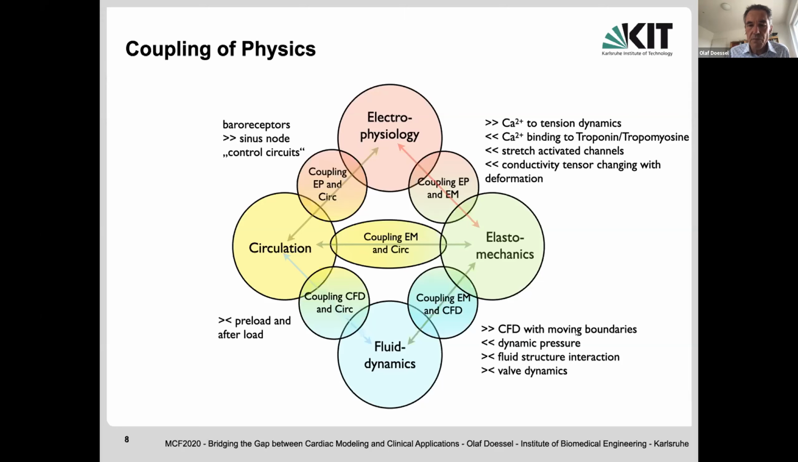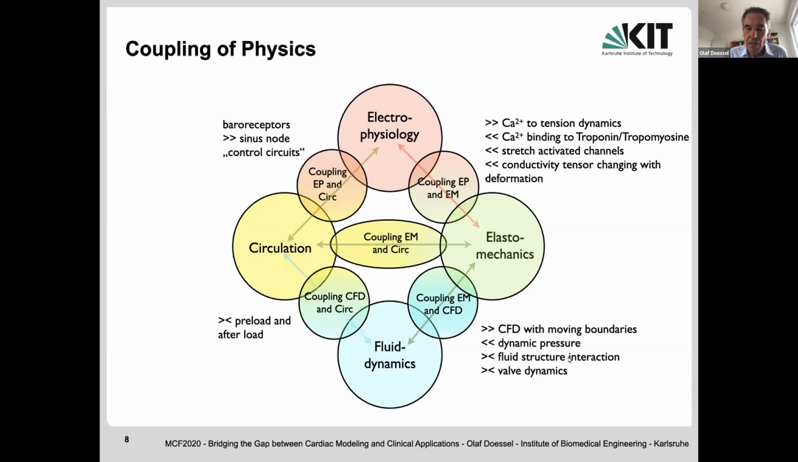Here in this area, we have the computation of fluid dynamics with moving boundaries. That's the first step, that you just take into account that, for example, the left ventricle is changing the geometry continuously, and you have to make computation of fluid dynamics in time-changing boundaries. But in the other direction, you should also take into account the dynamic pressure that comes up from the fluid, and that works also on the endocardial wall.